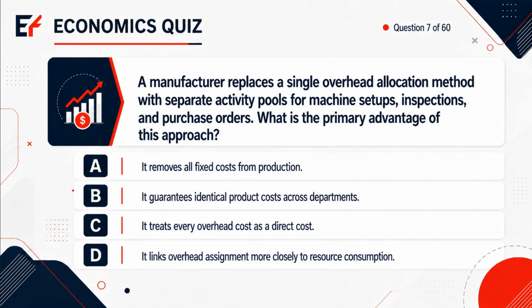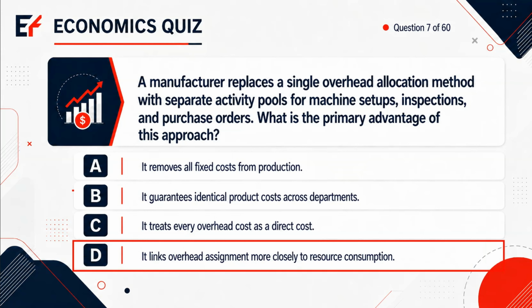Question 7. A manufacturer replaces a single overhead allocation method with separate activity pools for machine setups, inspections, and purchase orders. What is the primary advantage of this approach? A. It removes all fixed costs from production. B. It guarantees identical product costs across departments. C. It treats every overhead cost as a direct cost. D. It links overhead assignment more closely to resource consumption. The correct answer is D.